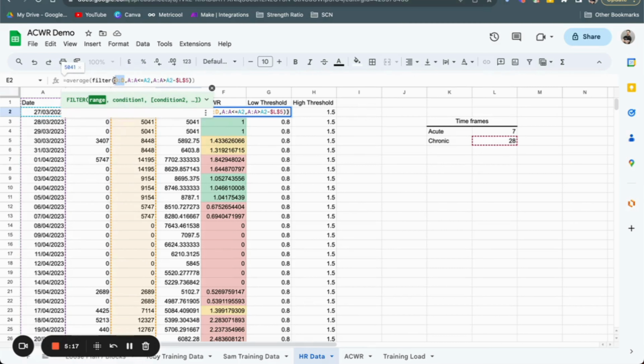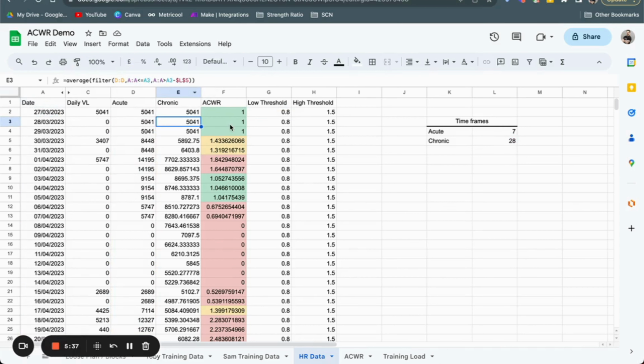Sorry, the average, not the sum. So the chronic is the average. So we look at the average of the acute load. Sorry, I said that really badly, confused myself. Look at the average of the acute load if the date is today or less than 28. And then all we've simply done is the acute divided by the chronic.